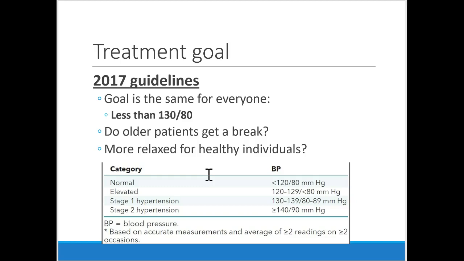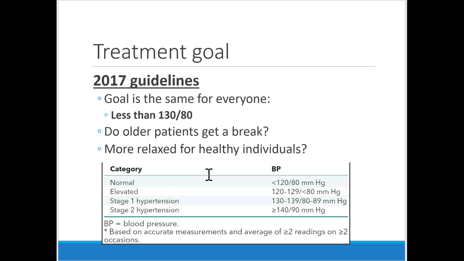Okay, treatment goal. The 2017 guidelines basically say the goal is the same for everyone. These are the JNC guidelines, what used to be called JNC 7 way back when, and then JNC 8. Now they just update it periodically and call it the year. Or the ACC/AHA guidelines is also what they're called. Anyway, 2017 guidelines, goal is the same for everyone. It's less than 130/80. This is kind of new, that this is the same goal for everyone. They used to have different criteria, and we'll talk about some of this in a second.